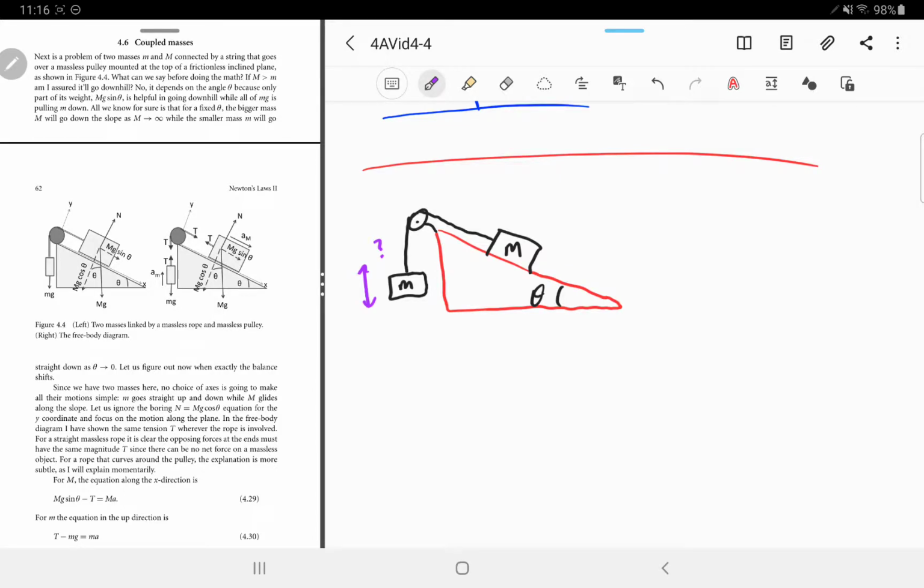So you can imagine two extremes. If theta was 0, lowercase m would go down. But if theta was 90 degrees and capital M was bigger, then this bigger mass would win out. We would have the case where they're both connected like this, and capital M would go down and lowercase m would go up. So actually, we don't know the direction of the system. We're going to have to leave that general.